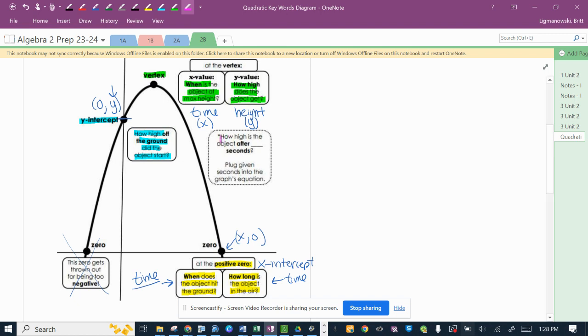Another thing that we could want to know is how high the object is after so many seconds. Then we're going to plug in that many seconds. So let's say it was 2 seconds. Then we look on the graph at where 2 seconds were and determine what that y value is. They could also ask you how high something is at a certain time, and then we would look at what the time is at that height. So keep those things in mind.